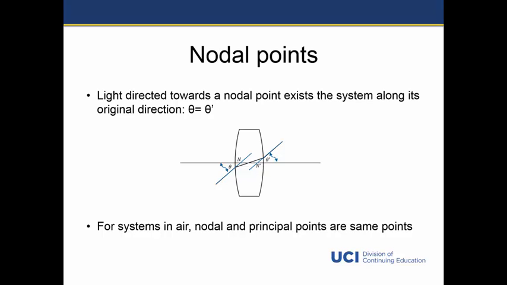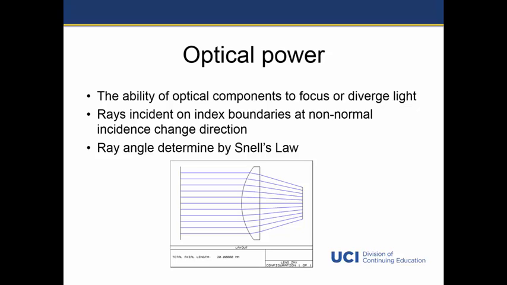Another very important parameter we use to define an optical system is its optical power. When we talk about optical power, we're talking about the ability of an optical component to focus, converge, or diverge light. Rays incident on an index boundary at non-normal incidence are going to change direction, and as we've mentioned several times, the ray angle is determined by Snell's law.